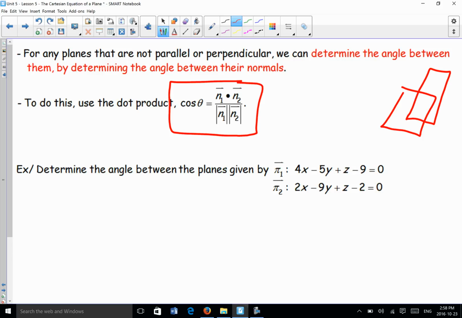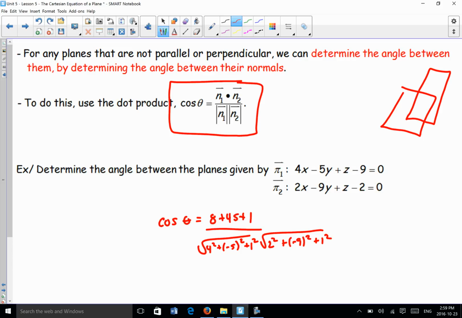Okay, so I've got two planes here in this example. They're obviously not parallel. There's no common multiple. I could test their dot product because it's part of my formula anyways, and if it came out to 0, it would tell me they're perpendicular. But if they're not, then they're going to meet at some sort of angle. So dot product, 8 plus 45 plus 1 over the coefficients of 4 squared plus negative 5 squared plus 1 squared, and 2 squared plus negative 9 squared plus 1 squared. We'll put that all in our calculators, just same old stuff we've always done, how to find angles using our dot product.